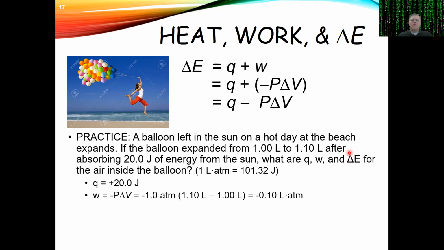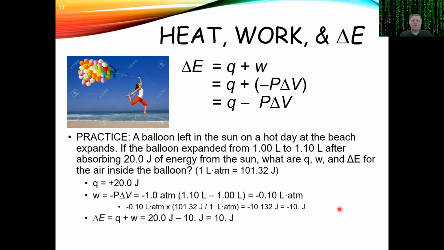Now for delta E, we're going to have to combine our Q and our P delta V. And to do that, they need to be in the same units. Right now, Q is in joules, and work is in liter atmospheres. We could convert from liter atmospheres to joules or from joules to liter atmospheres. Either one is fine. In this case, I'm going to go from liter atmospheres to joules, so I'll take that negative 0.1 liter atmospheres times 101.32 joules per liter atmosphere, and that gets me about negative 10 joules of work being done.